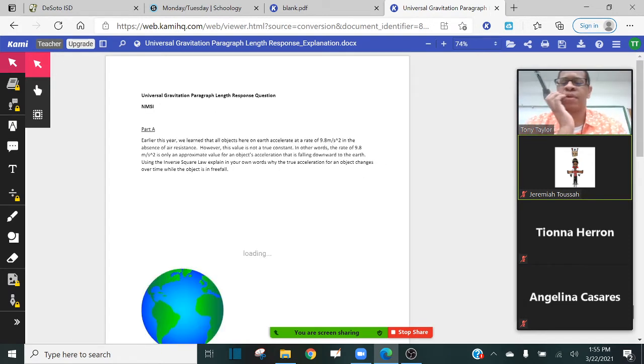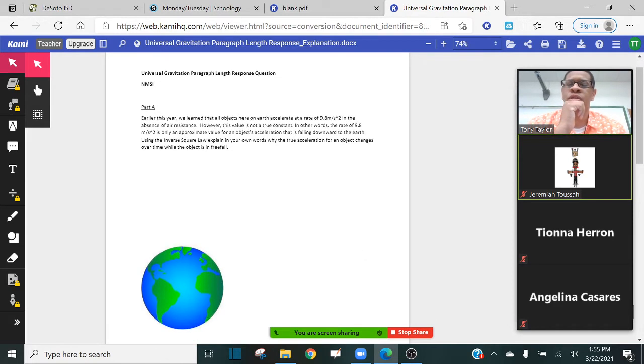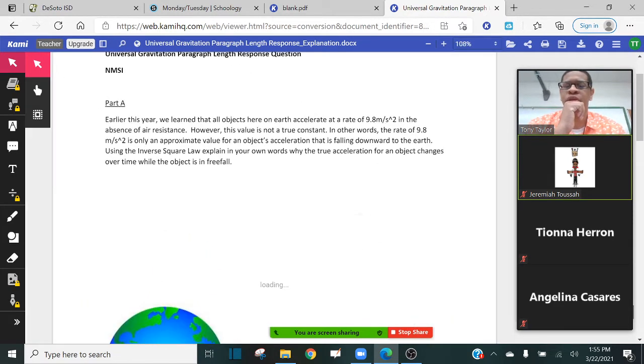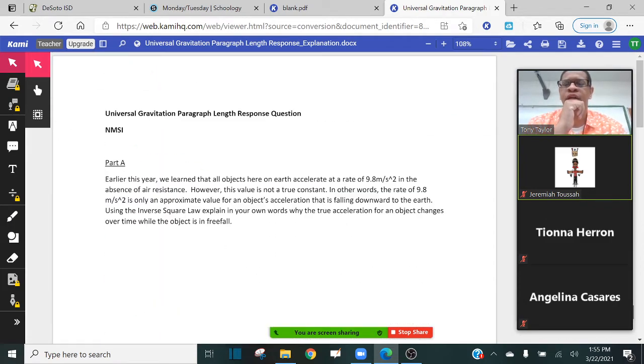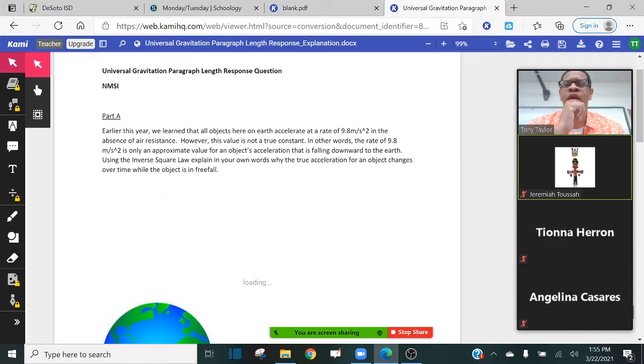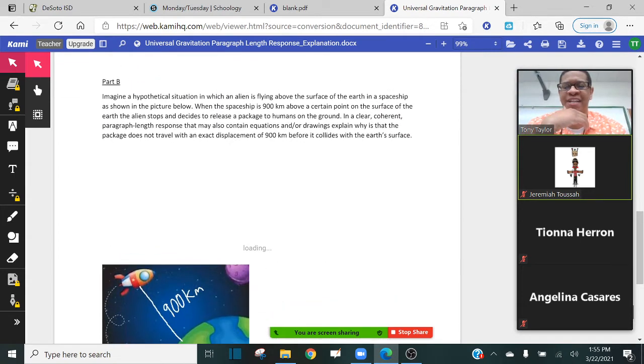Okay, so if you guys remember last time, you worked on this paragraph length response, and it had a part A and a part B. Part A, a lot of you did good on. As I was reading your responses, a lot of you were spot on in part A. However, part B was a little bit more challenging. In fact, nobody got part B right. That kind of surprised me. I did expect at least one person to get it right. But that was a pretty challenging question.